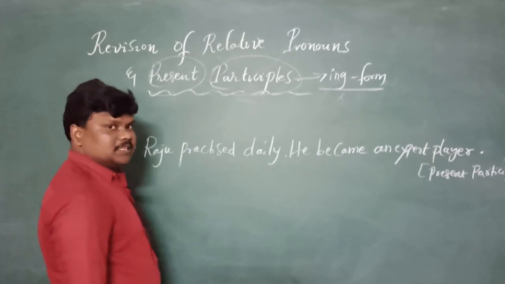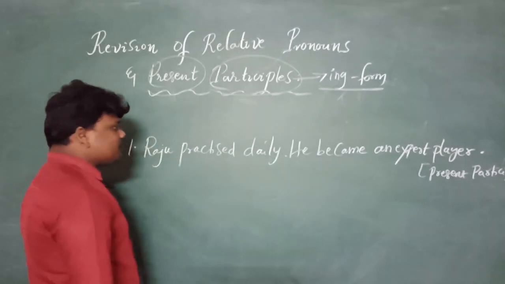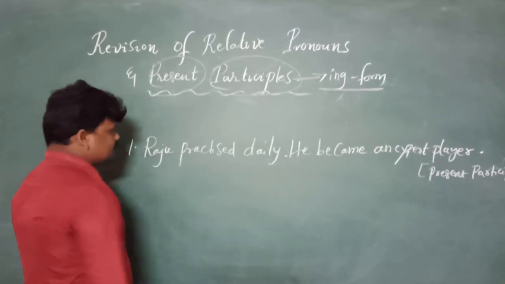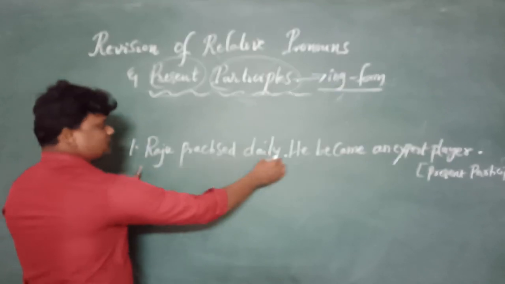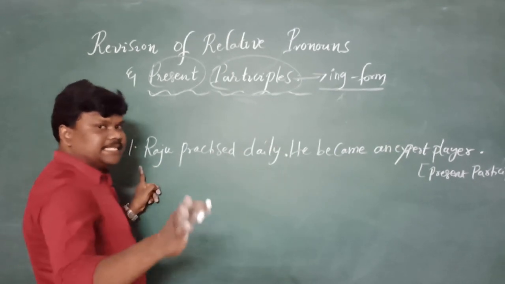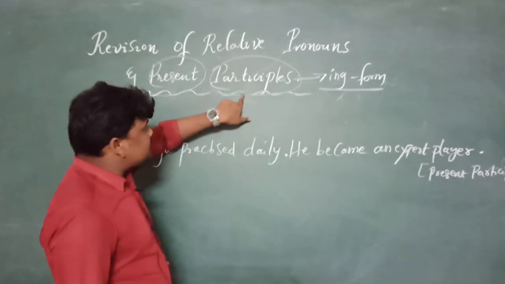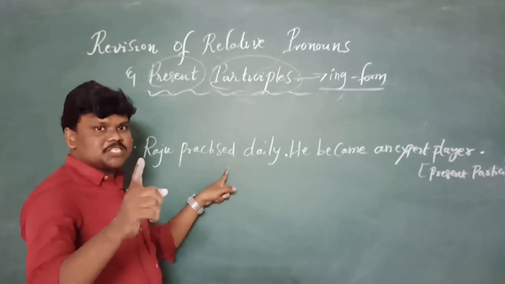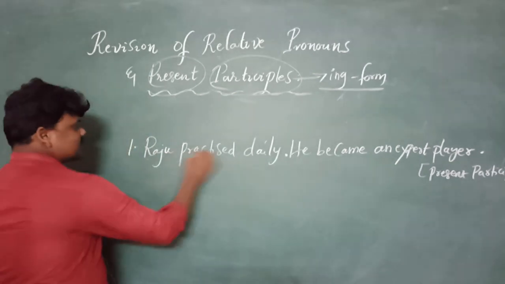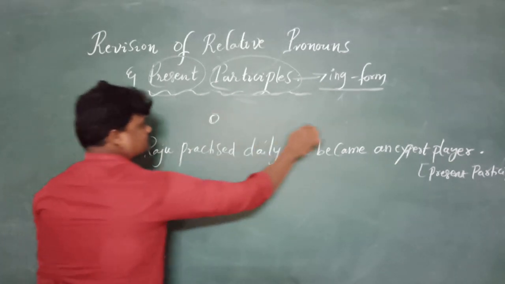Which one do we need to make ing? Very important, my dear, very easy too. Try to identify the first sentence. The first sentence is important, either it is a relative pronoun or a present participle. We need to depend on the first sentence. So this is the first sentence, and this is the second one.